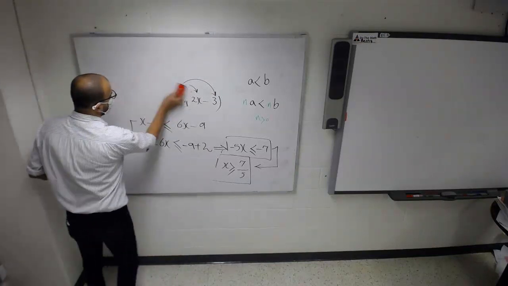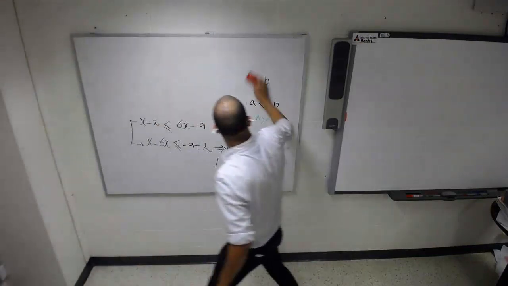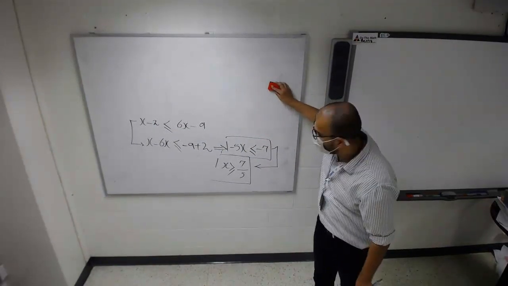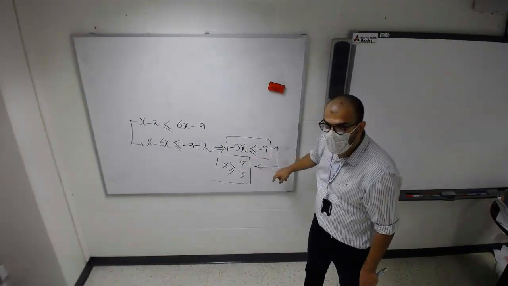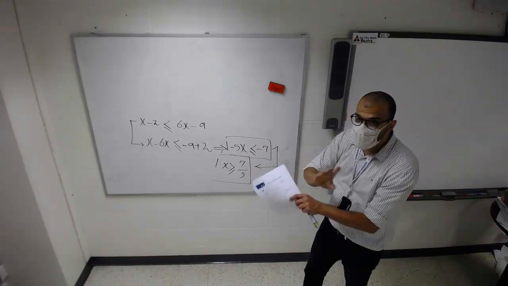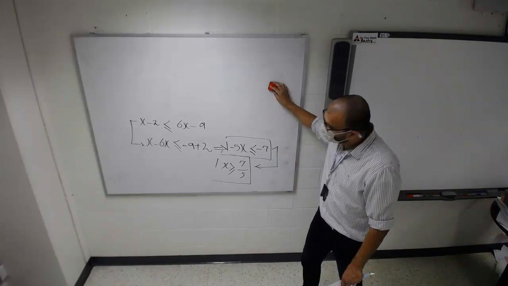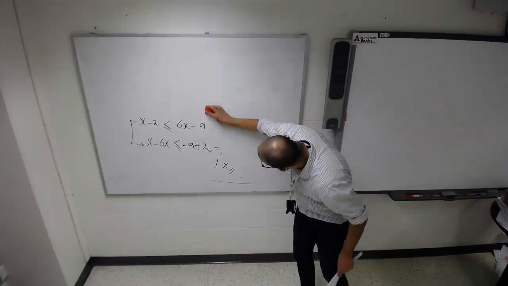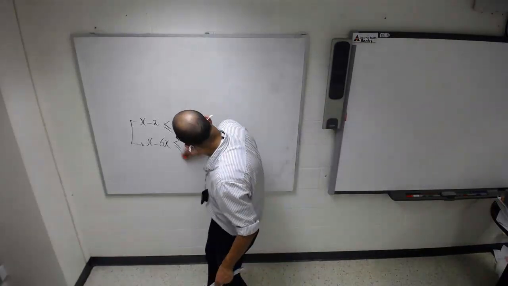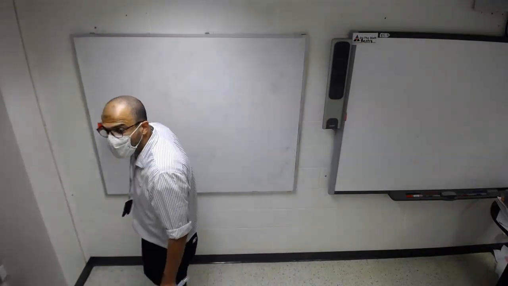When you reverse the sign, it still keeps the equal, right? That's right. We do not change the symbol, we only change the direction, and it still keeps the equal.